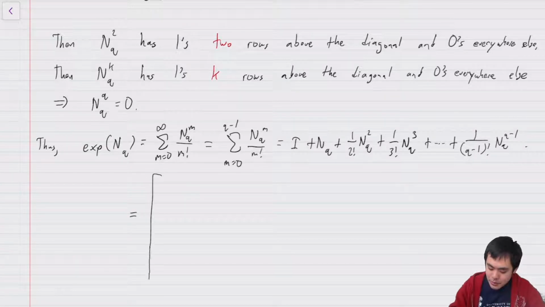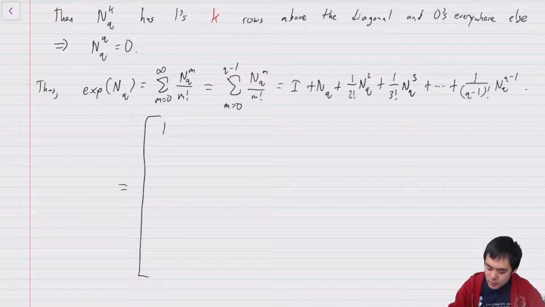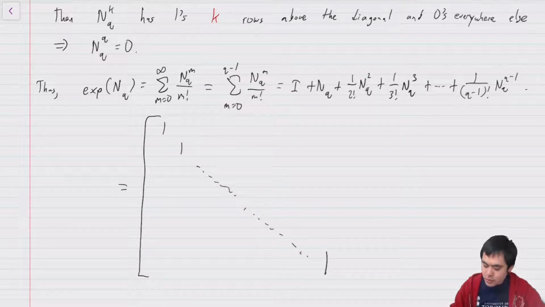And when we explicitly give the answer, well, I has 1 along the diagonal. So let me actually draw this out a little bit bigger. So 1, 1, 1, 1. Yeah, so this says 1's along the diagonal. And in the diagonal above that, we have nq. So that's just the 1's along that as well. So 1, 1.